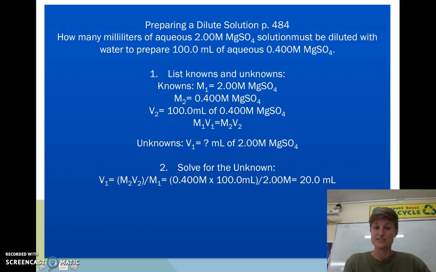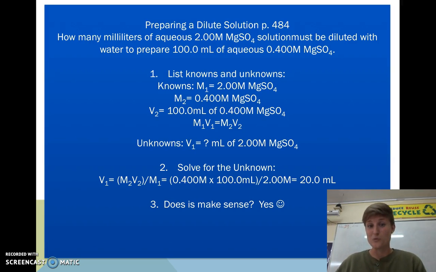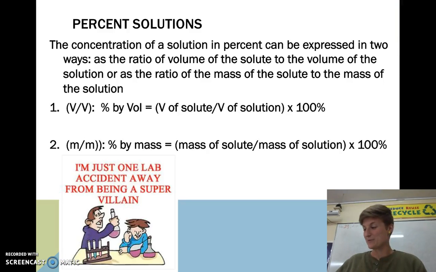Okay, so step 2, plug in your information into our formula to find how much volume we started with. And so you end up with 20 milliliters. So you have 20 milliliters of 2 molar magnesium sulfate, and we diluted it to 100 milliliters to get the 0.4 molar solution. So you want to make sure, does it make sense? It explains why it makes sense on page 484. You can read that. If you have questions, contact me.